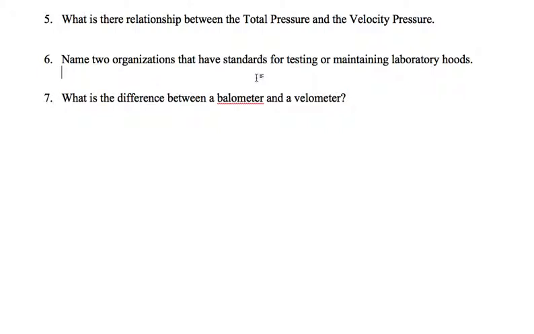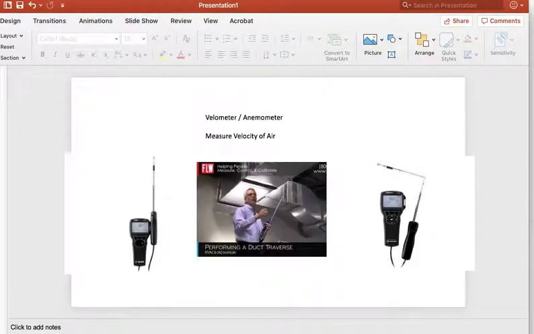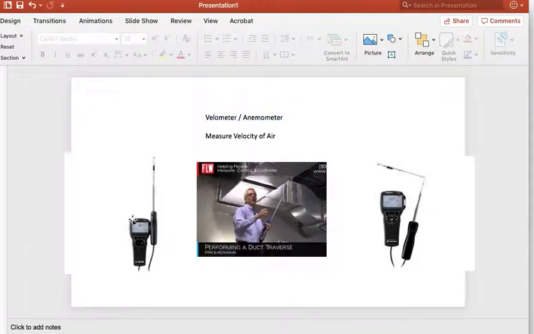And finally, at the end here, what is the difference between a bolometer and a velometer? We went over this in class, but just to remind you, a velometer measures airspeed. The anemometer is a form of velometer, right? We had a thermal anemometer in class. We also used a pitot tube. In this one, it's connected to a device that will do the conversion from velocity and static pressure or total pressure to velocity for you.